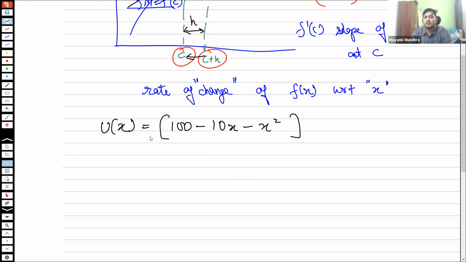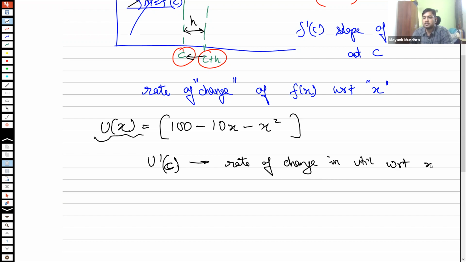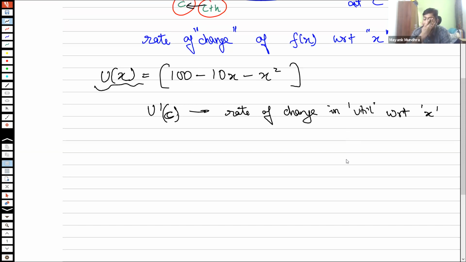As you can see, this u of x function changes as x changes. So when I'm talking about f prime of x, or u prime of x for that matter, this is going to be u prime at some particular value C. This is going to be the rate of change in utility with respect to consumption of good x. So how does utility change with respect to x? That's what I'll be looking at.